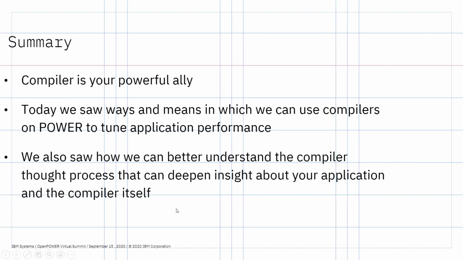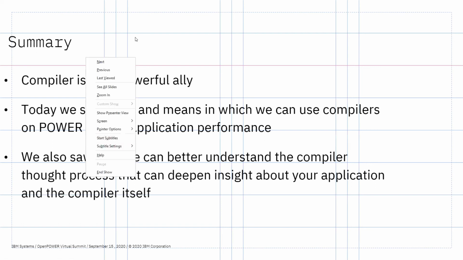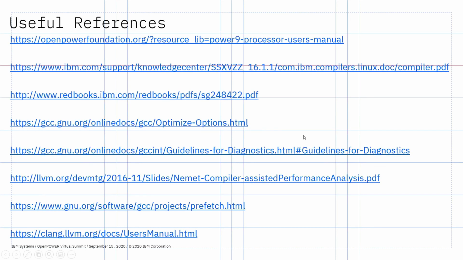So I hope that in this little time I've convinced you that the compiler is your powerful ally, and we saw how we can use these compilers in various capacities to tune your application performance. I hope I could give you a brief overview of the optimization remarks and why those remarks are important, because they deepen your insight about the application and the compiler itself. These are some of the references that we have gone back to again and again, which have proven to be very useful for some of the discussions we had today. I just wanted to share those with you.